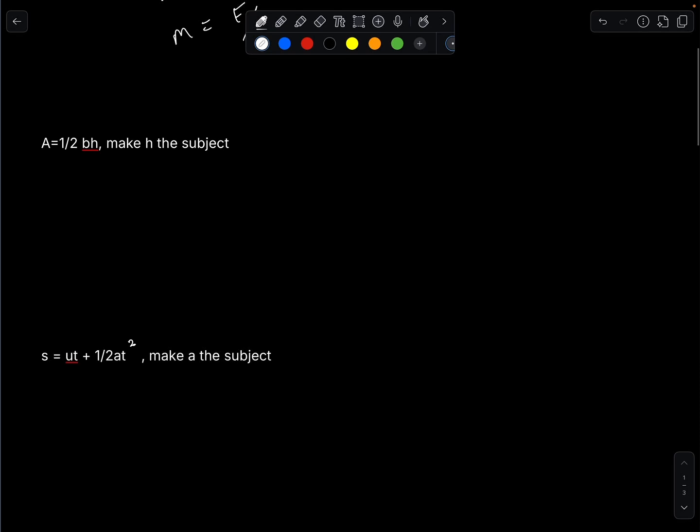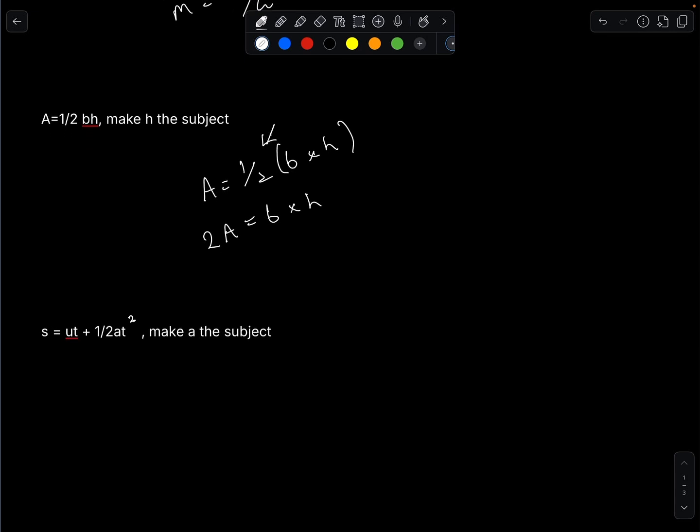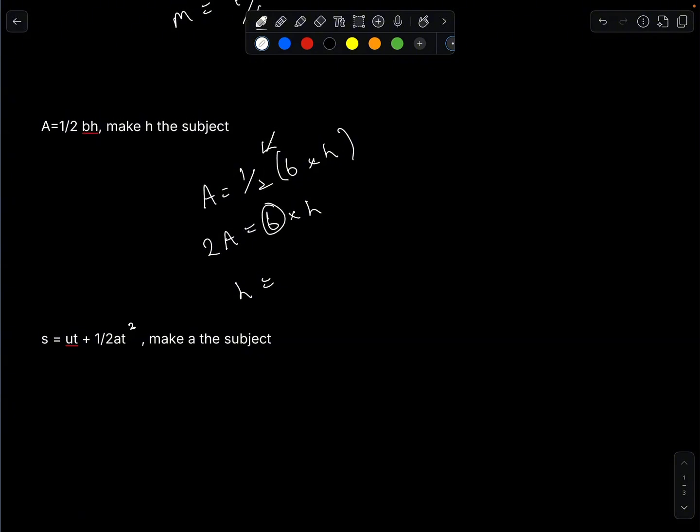Nice and easy. For this one, area equals a half base times height. The first thing you need to do is always multiply out your fractions, get rid of the fractions. It makes the question so much easier to handle. So I'm going to times everything by 2. Obviously this will be a bracket. So we have 2a equals base times height. Now we just want the h on its own. So if we want h on its own, we're going to divide by b. Divide both sides by b, we have 2a divided by base.